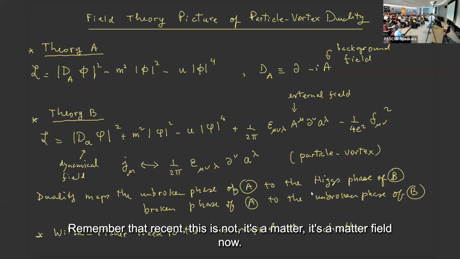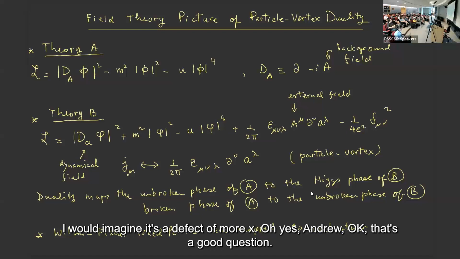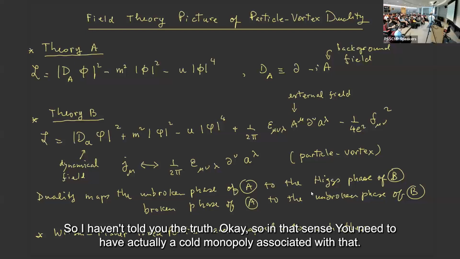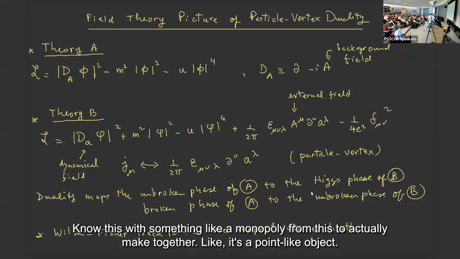Remember that there is a fraction. This is not a gauge field, it's a matter field now. My question was, what does the matter field in theory B correspond to in theory A? I would imagine it's a defect of the vortex. Oh, yes, that's a good question. I haven't taught you the full spectrum. So in that sense, you need to have a monopole associated with that. Essentially the mapping of the operator that corresponds to the matter field here, this object phi, is not gauge invariant. So you need to glue this with something like a monopole for this to actually make sense. It's a point-like object, it's a local field.